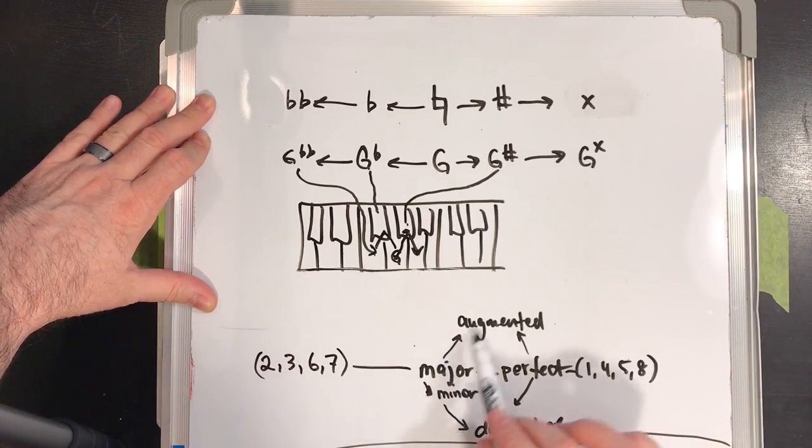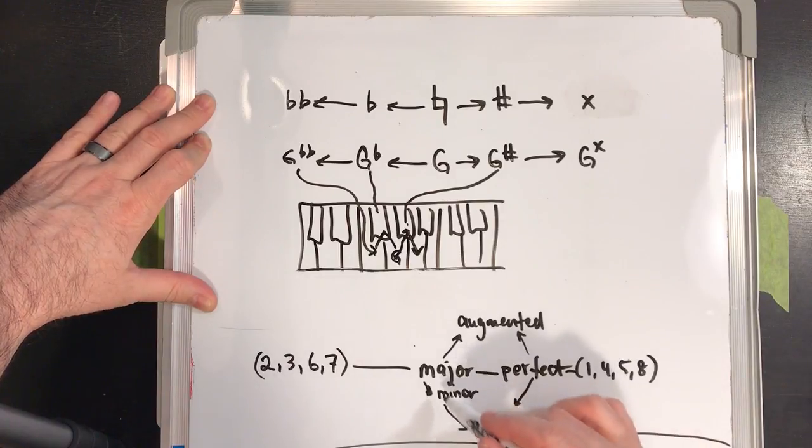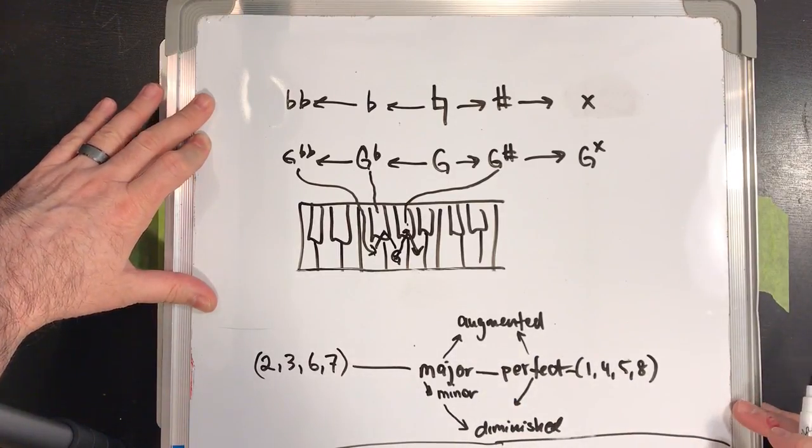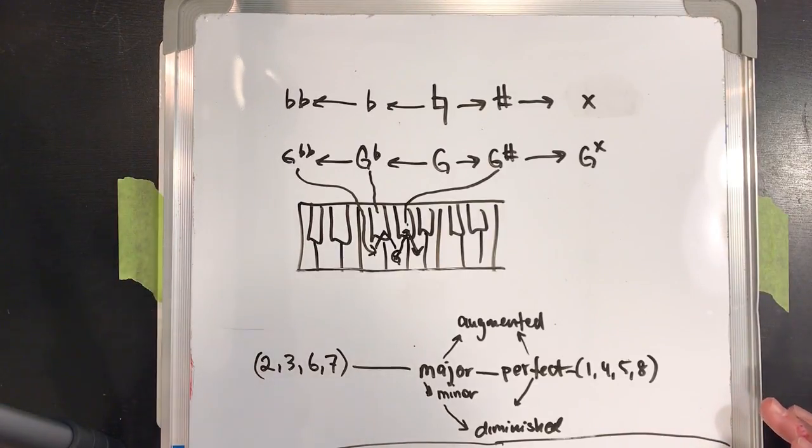An augmented is one step up from perfect and major, and a diminished is one step down from perfect and two steps down from major. So just keep that in mind, and that'll be really helpful when you're going through and doing your intervals.